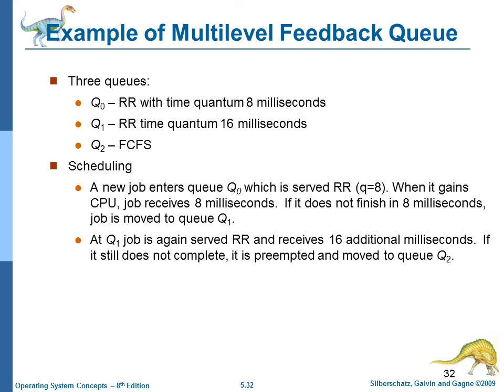A new job enters queue 0, which is served by round robin with time quantum equal to 8. When it gains the CPU, the job receives 8 milliseconds. If it doesn't finish in 8 milliseconds, the job is moved to queue 1. At Q1, the job is again served round robin and receives 16 additional milliseconds. If it still doesn't complete, it is preempted and moved to queue number 3, and so on.